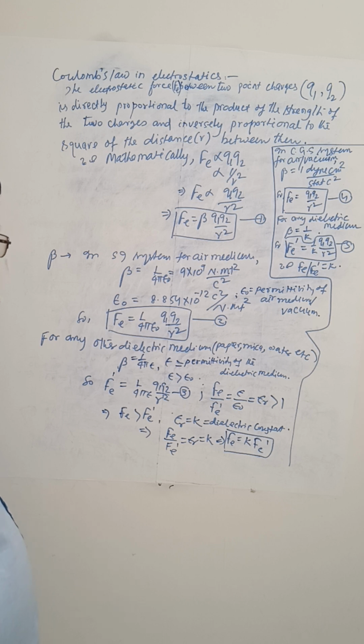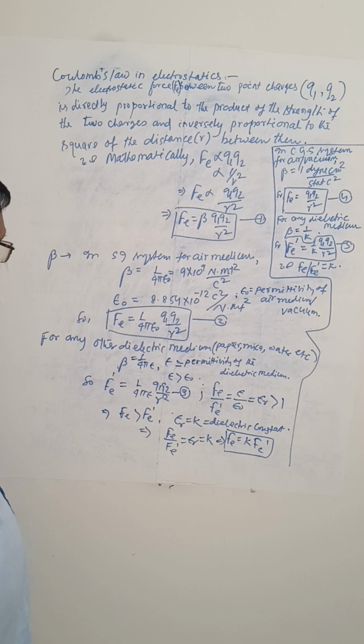Let us see how this force gets modified when the intervening medium, the air medium, is replaced by some other dielectric medium, that is paper, mica, water, etc. Remember, paper, mica, water are insulators, but they are called dielectrics. All dielectrics are insulators, but all insulators are not dielectrics, and we will discuss that later on. For any other dielectric medium, beta is replaced by 1 by 4 pi epsilon, where epsilon is called the permittivity of the dielectric medium. This is also the electrical property of that medium.